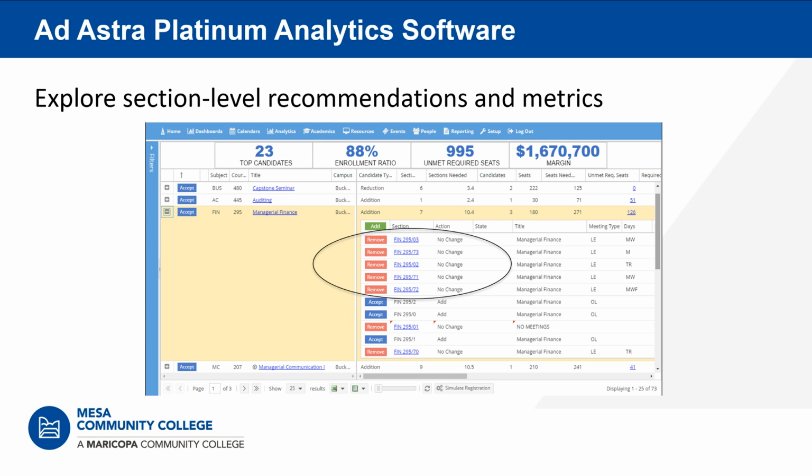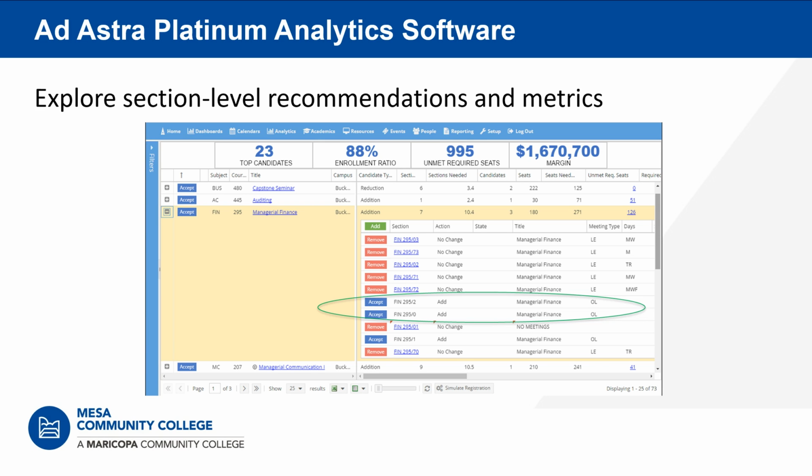We can either click remove and take those out of our viewpoint, but we could go down a little bit farther and accept some additional actions. Here it's suggesting that we add 2 sections. It's suggesting that we add them in an online meeting type to meet student demand. So that's very, very helpful.